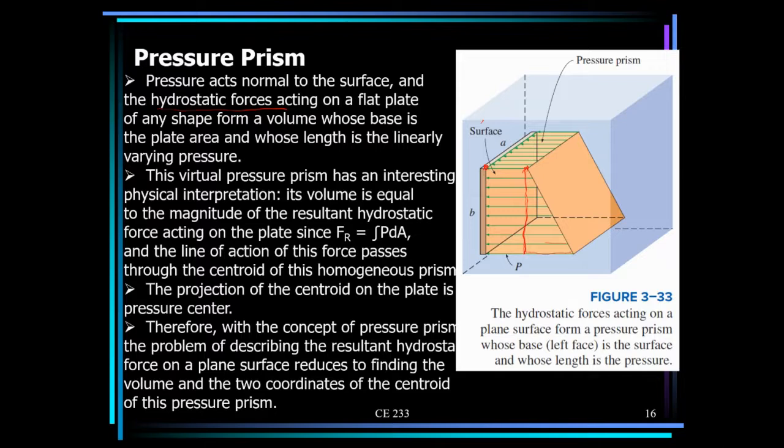If we take atmospheric pressure to be the reference pressure, so this is the pressure on the whole volume. The virtual pressure prism has an interesting physical interpretation. Its volume is equal to the magnitude of the resultant hydrostatic force acting on the plate. The volume of this prism is the resultant hydrostatic force.